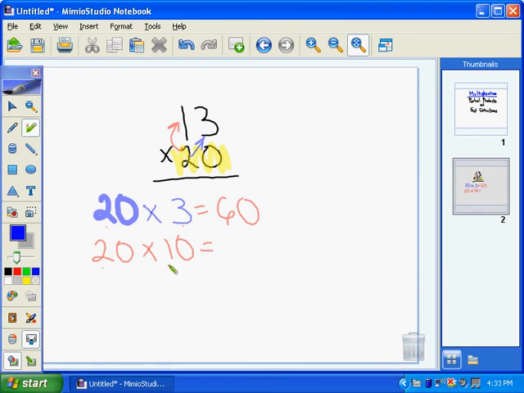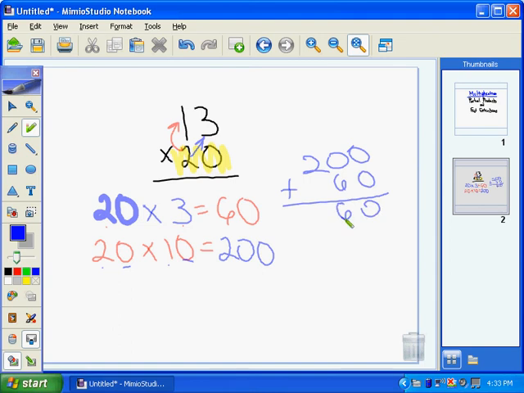2 times 1 is 2, but because we have 2 zeros in our problem, we have 2 zeros in our answer. Now you have to remember, when you take a number like 60 and 200, it's very important to line up your place values correctly. So we would rewrite it 200 plus 60, add those together, and we get 0, 6, and 2. We get 260.